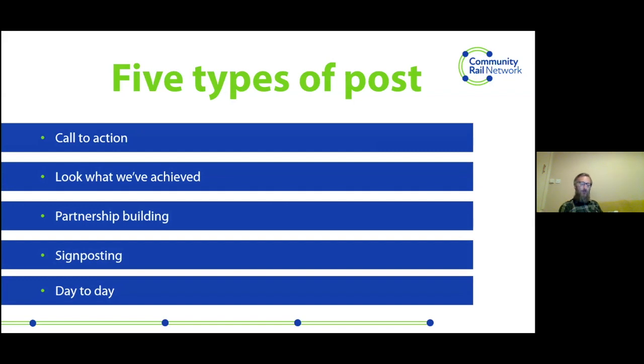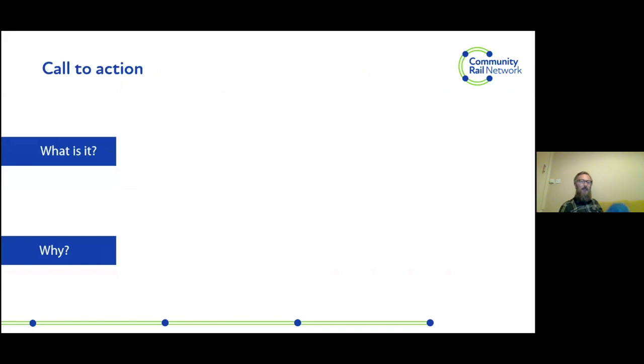And what we're going to do now is look at each one of these post types in detail and show a Community Rail related example for each post type, explaining why and what's in the post. So the first one we're going to look at is the call to action post. Excuse me whilst I just have another sip of water.